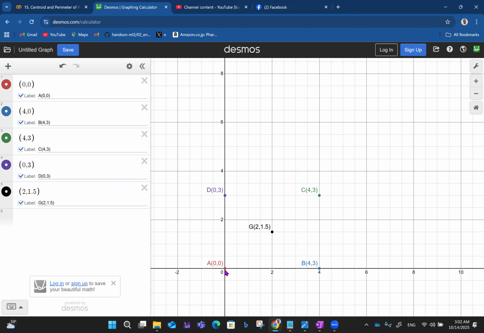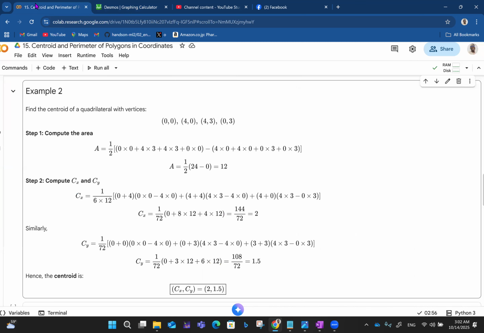Or is it 3, 3? No, it's not a square. I think it's more of a rectangle. 0 to 3, that's 3 here, 3 here. Then on the y, that's 3, 3. Oh, it's a square, sure. Definitely a square. Yeah, square. It's a rectangle, sorry. So 3, 4. Yeah, it's a rectangle.